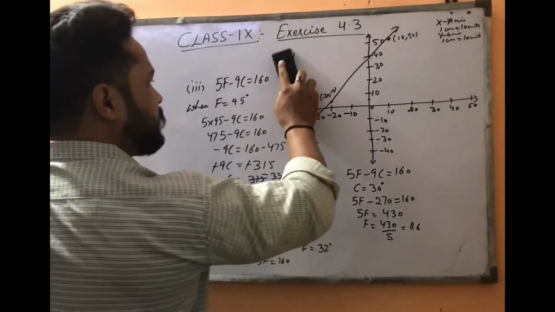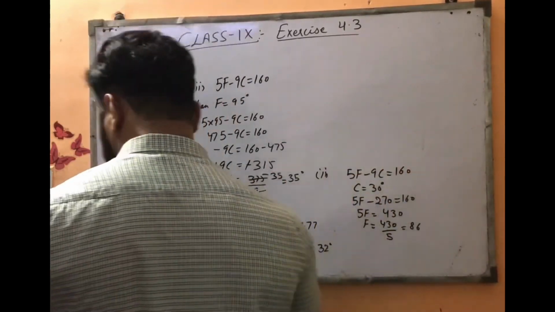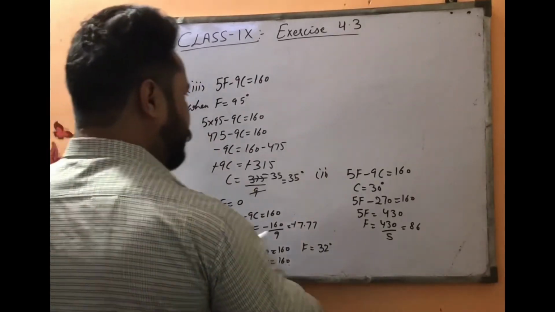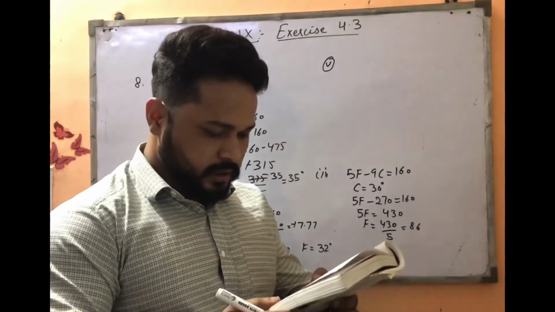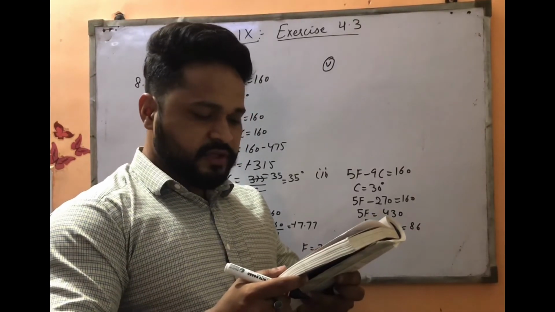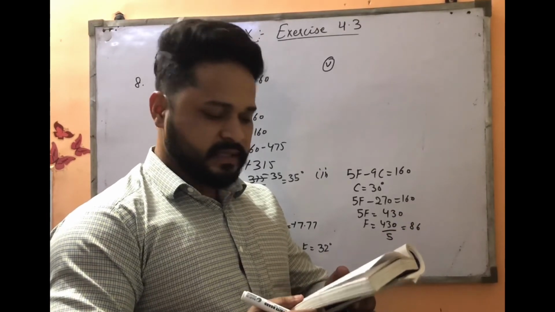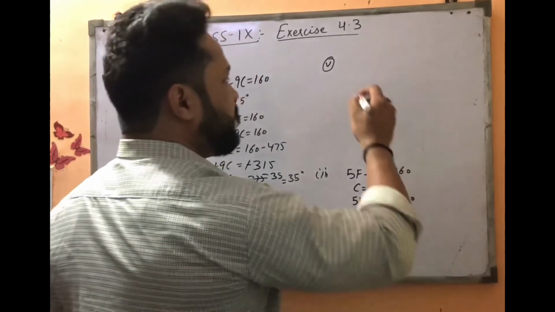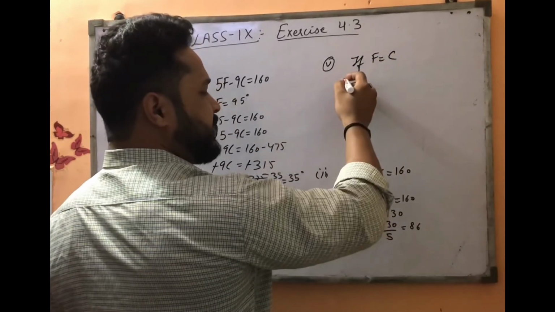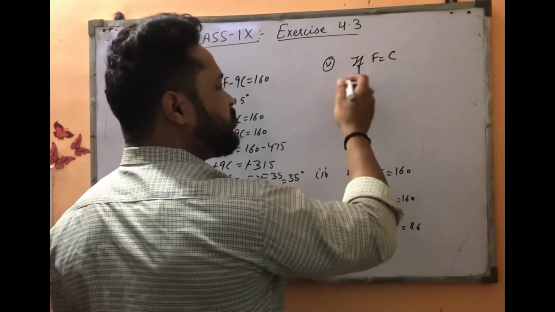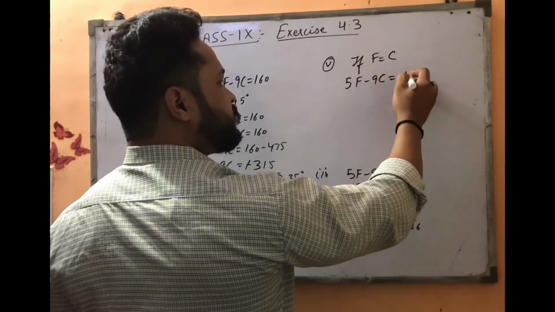Now come to the fifth part. So now in fifth part, the fifth part says, is there a temperature which is numerically the same in both Fahrenheit and Celsius? If yes, find it. So when we have to find if F is equals to C, that means we can put the value of F is equals to C or C is equals to F. That means 5F minus 9C is equals to 160 degree.